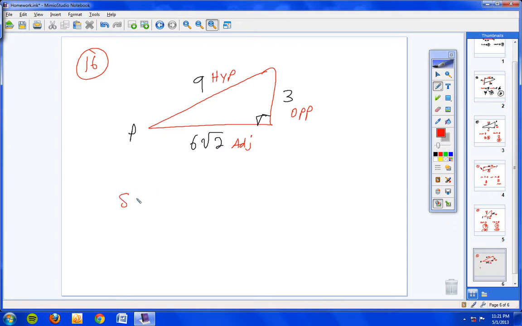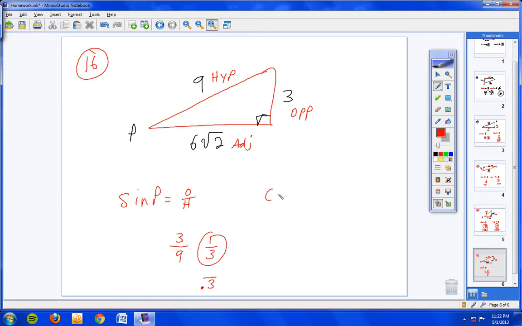So let's quickly find the sine of P. How do you find the sine of P? Opposite over hypotenuse. That would be 3 over 9, which of course is 1/3 when you reduce it. Or if you type it into your calculator, 0.33333.